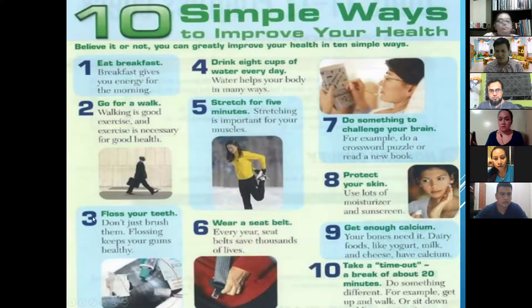Okay, number three, thank you, Fabricio. Floss your teeth. Don't just brush, flossing keeps your gums healthy. Healthy. Okay, very nice, good job. Floss, what is floss? Como? Hilo dental. Yeah, very good. Usar el hilo dental. No solo tenemos que cepillarlos, sino que también utilizar el hilo dental. Very good job. Okay. Number four.